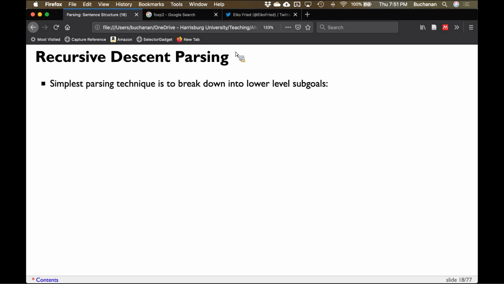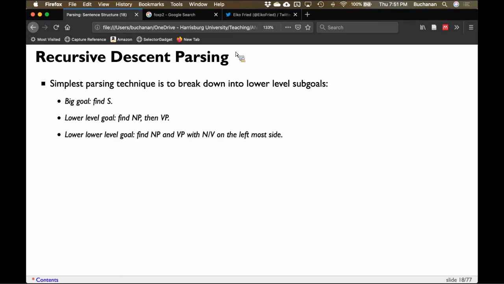So recursive descent parsing. And this is probably the simplest parsing technique, and it works pretty well. So find the sentence. Easy enough. We have talked about tokenizers. So we built a tokenizer. It's going to break down, here's the sentence. Then sentences pretty much all have noun phrases. They might be implied, but most of them have noun phrases and verb phrases.